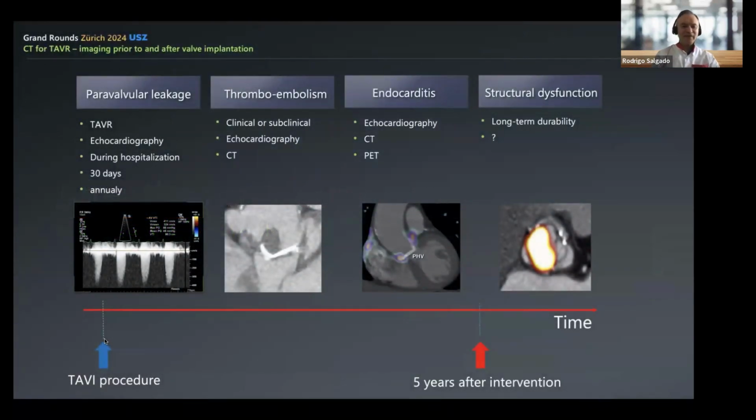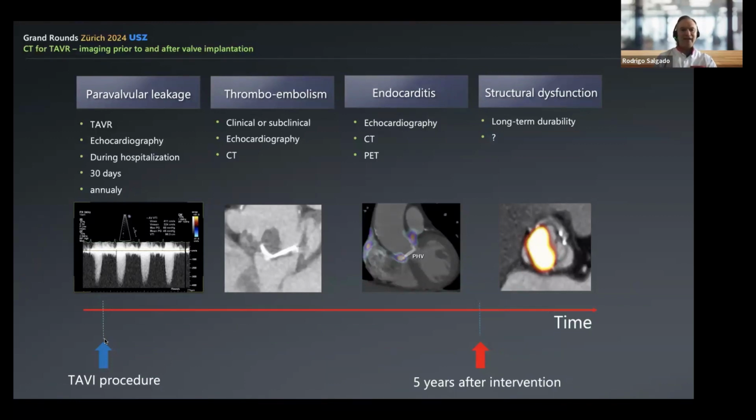So looking at potential complications, I think it's important to have this timeline in your mind, because the most important complication after the procedure is leakage between the transcatheter valve and the wall of the aorta, this so-called paravalvular leakage. Now, paravalvular leakage is an ultrasound diagnosis. It's not a CT and, by definition, not an MR diagnosis.